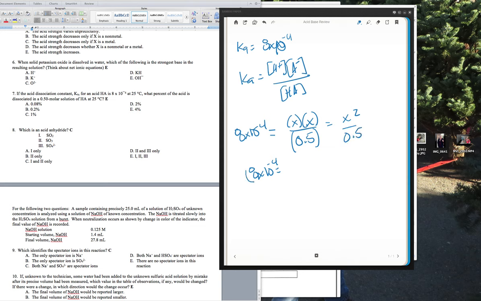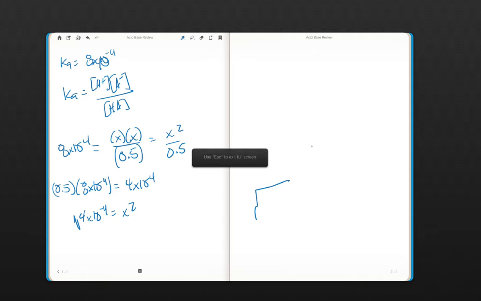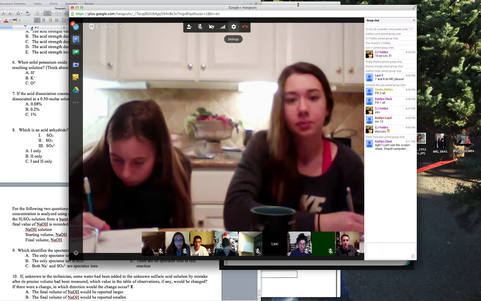So if we take this, let me erase that. So 0.5 times 8 × 10⁻⁴ is equal to 4 × 10⁻⁴, right? 4%. I got it. You got it? X squared, we take the square root of both.